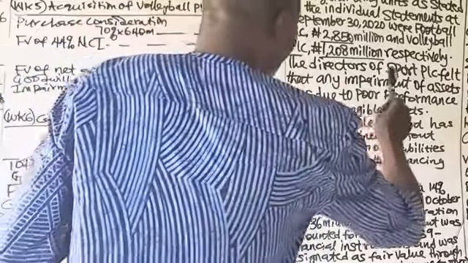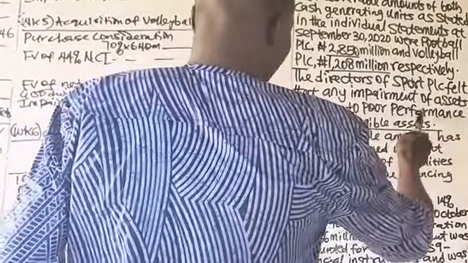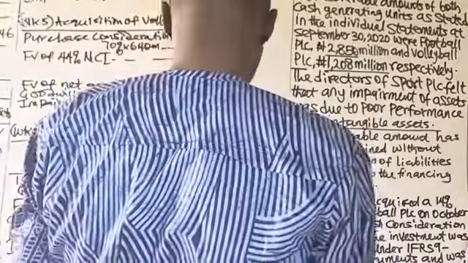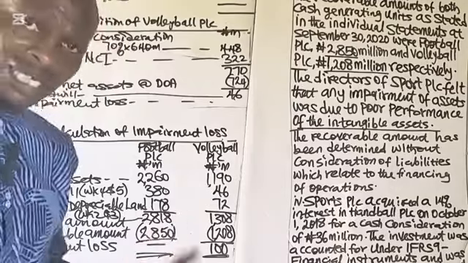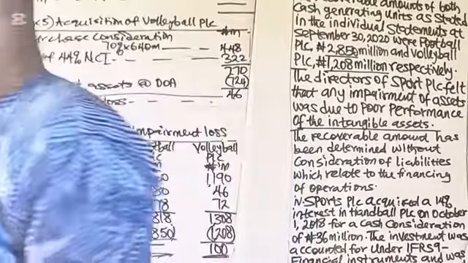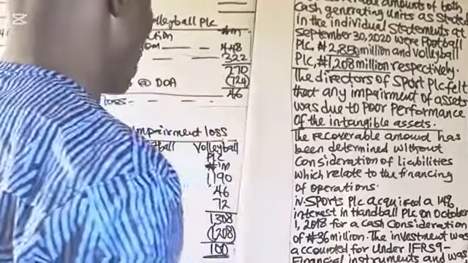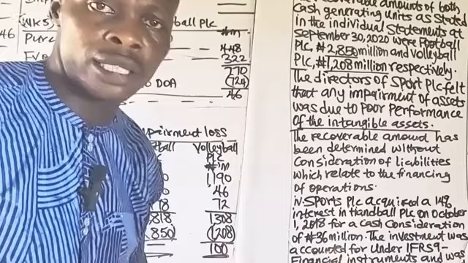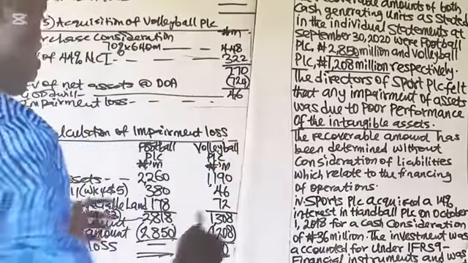We were told the directors of sports PSC felt that any impairment of assets was due to poor performance of the intangible assets. So that means the impairment loss was due to poor performance of intangible assets. Remember, goodwill is part of the intangible assets. If you look at IAS 38, intangible assets are identifiable non-monetary assets without physical substance. So goodwill is one.